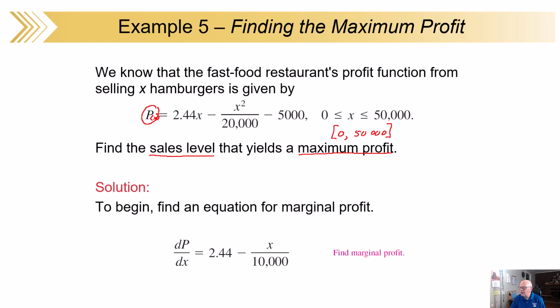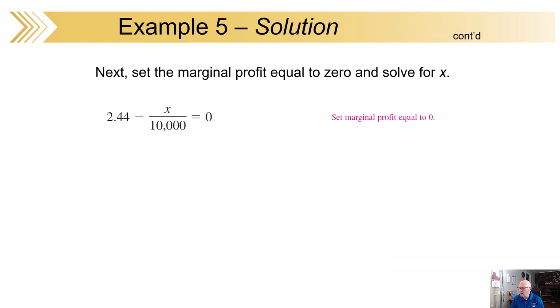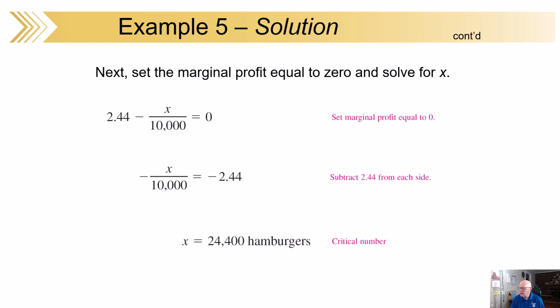So first of all, we need a marginal profit function. That's the derivative of the profit function. So we take the derivative of our function, set it equal to 0 to find critical points, solve for x, and our critical point is 24,400 hamburgers. That's our critical point. Remember, we've got endpoints too.